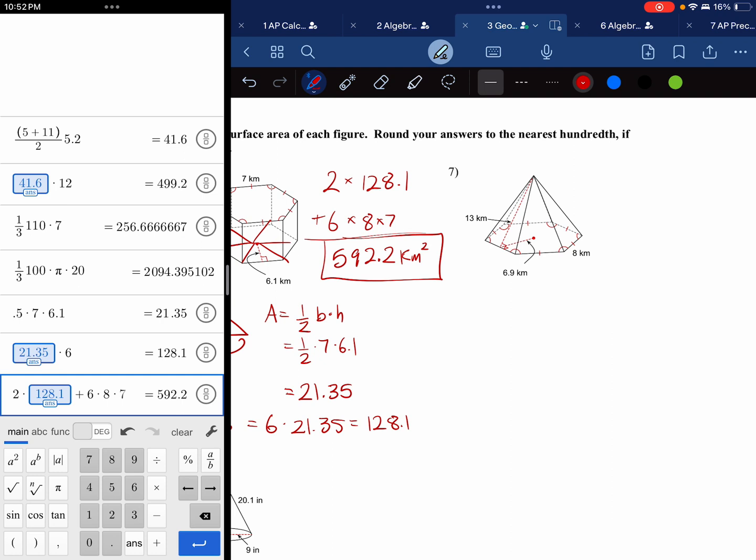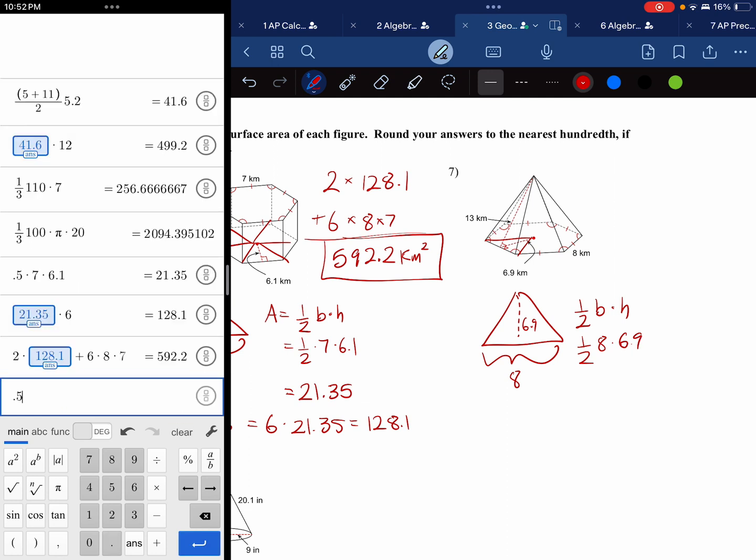Again, we have a hexagon, so some more practice on how to do a hexagon. I'm seeing the triangle there, which I'm going to redraw right here. I have dotted lines, and this is going to be a height of 6.9. The base here is going to be 8, so the area of the triangle is 1/2 the base times the height, or 1/2 of 8 times 6.9. So coming over here to my calculator, I'm going to do 0.5 of 8 times 6.9, and I get 27.6.